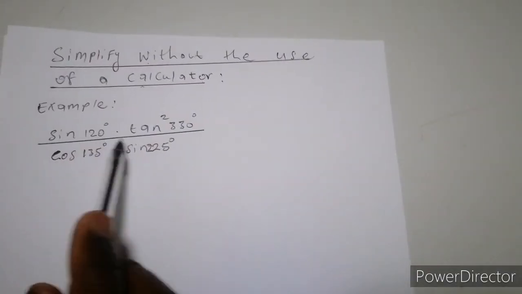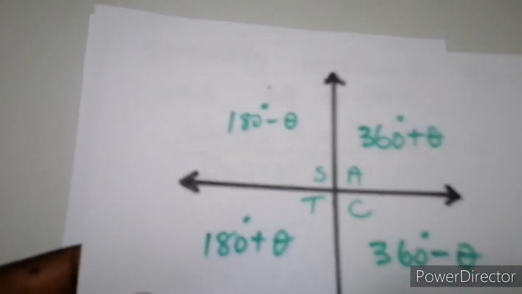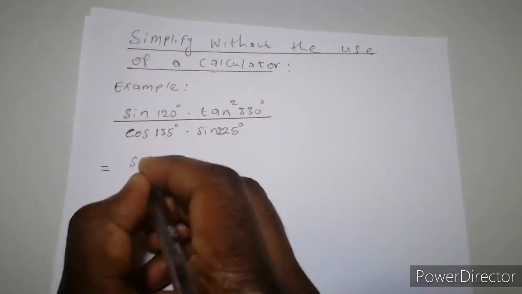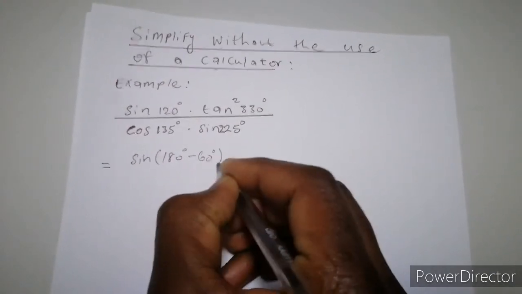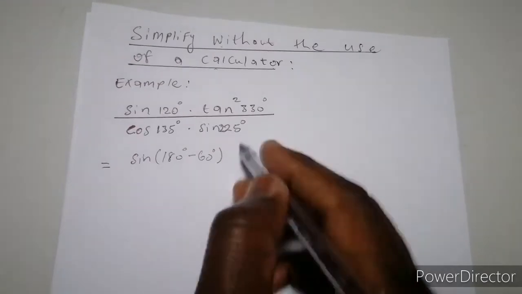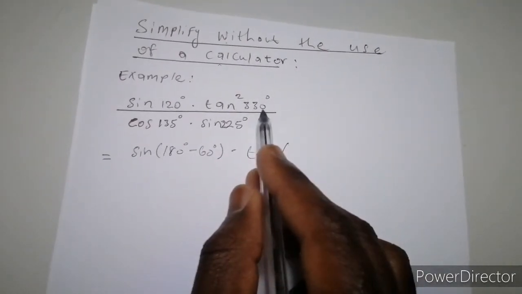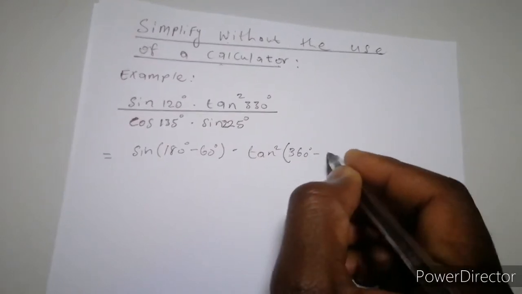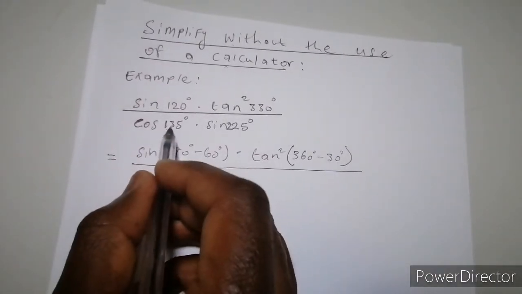Right, now, the first one, if you check, we have the sine of 120. 120 is not an acute angle. Now, from the reduction formula, we know exactly where 120 is lying. It is in here. So this is the sine of 180 minus an acute angle, which is 60. It is 120. Right, the tangent squared of 330, it is in this quadrant, 360 minus an acute angle. So this is 360 minus an acute angle, which is 30, all divided by the cos of 135.